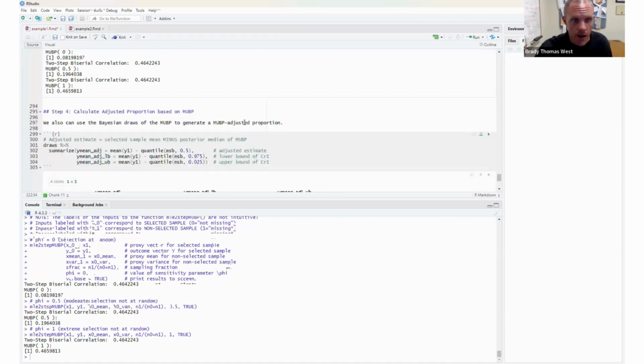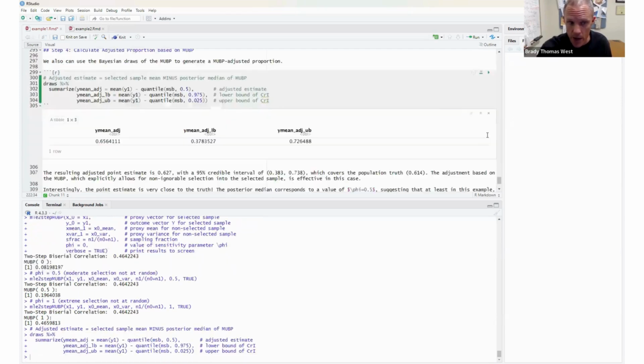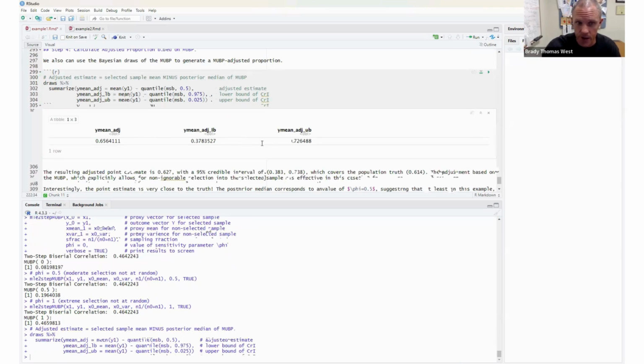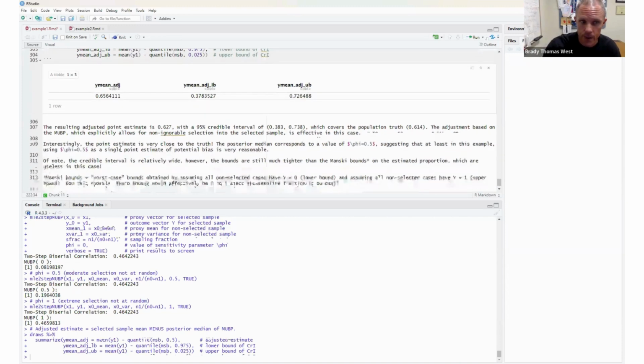Okay. Now, step 4, we can use those Bayesian draws of the MUBP to generate an MUBP adjusted proportion. So we actually adjust our unweighted estimate. Now we can go back and we find that that adjusted estimate is about 0.656 with the 95% credible interval that you see here. I only took 20 draws, so it's pretty wide, okay? But you see we're definitely approaching that 61.4% in terms of our adjusted estimate. And this is getting us much closer than the unweighted or the weighted estimate overall, okay?